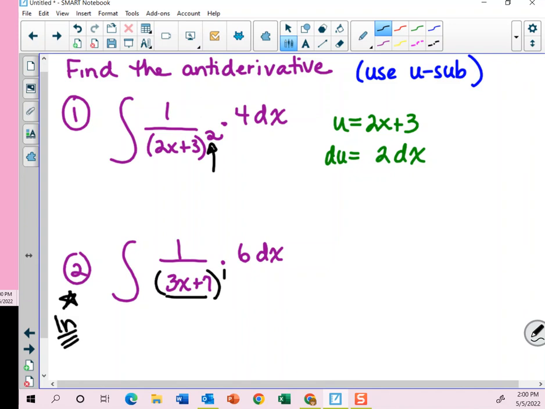If the whole denominator is u, then that's a natural log. If the denominator is u, but still raised to a power other than -1, then that's just going to be a backward power rule. So when I look at this problem number 1, I said u is going to be 2x plus 3, du is 2x dx.